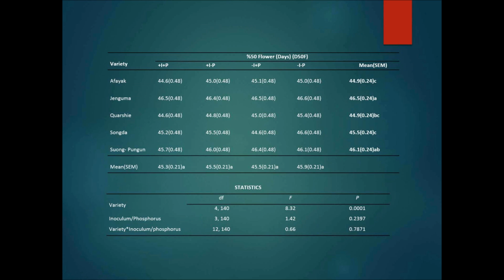50% flowering is what we're seeing here. There wasn't any interaction between the treatments, that is variety and phosphorus and/or inoculum. The main effects also showed no significant difference in terms of inoculum and/or phosphorus. But the varieties themselves, taking the average across the treatments, inoculum or phosphorus, showed some significant difference, with Janguma coming up with 46 days to flowering.